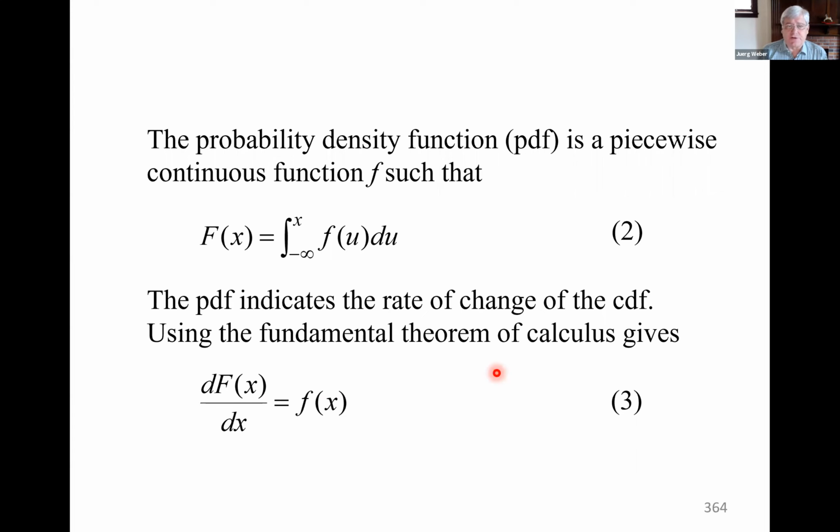Now, the definition of the probability density function, the PDF: it's a piecewise function, small f, such that the function value gives you the CDF, the cumulative distribution function. So here I have the PDF, and if you integrate this probability density function from minus infinity up to some critical value x, then you get this probability that is shown by the cumulative distribution function.